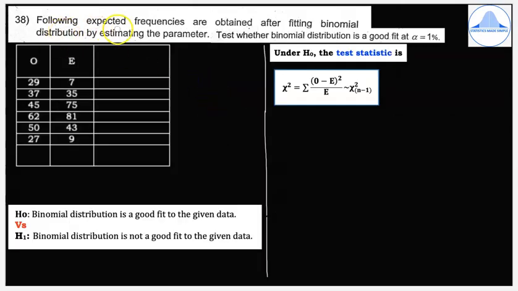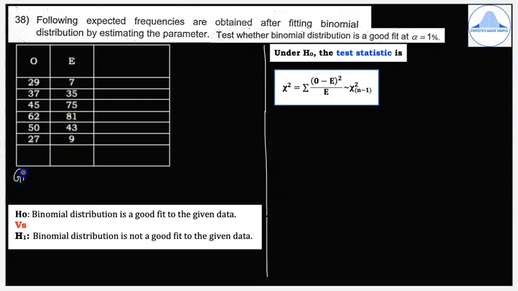38th question. The following expected frequencies are obtained after fitting a binomial distribution by estimating the parameter. You know that the parameters of the binomial distribution are n and p. n is anyway given to us in the problem, that is 6, and p is estimated. Test whether the binomial distribution is a good fit at alpha equal to 1%. The observed frequencies and the expected frequencies are given.